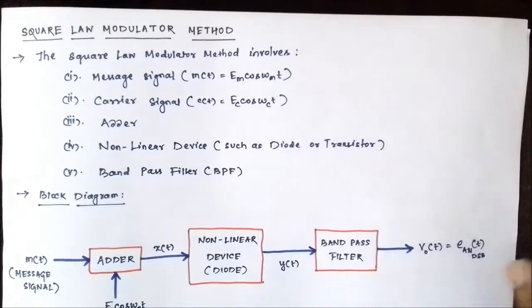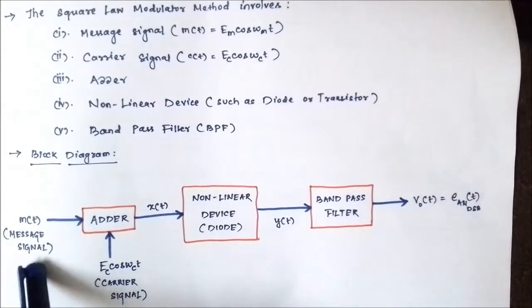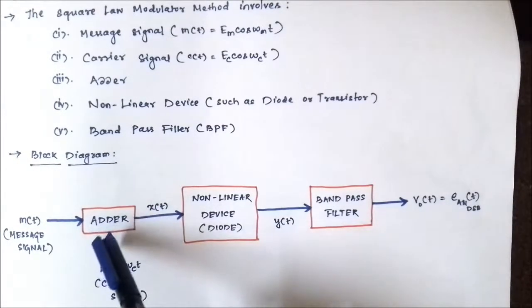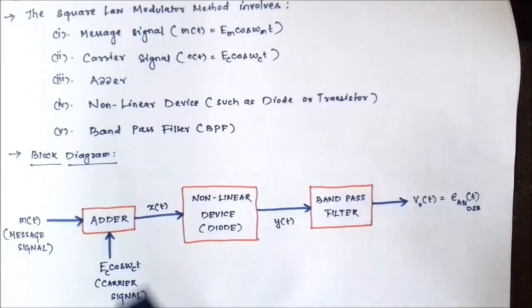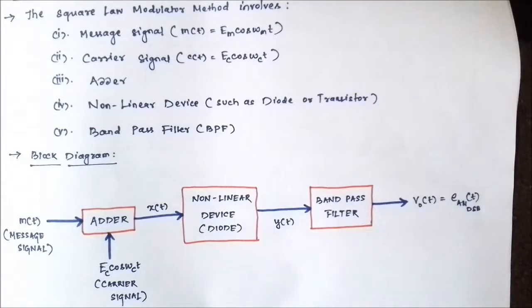First, this is the block diagram for a square law modulator. First, we need the message signal, which contains the data and information. Then we need the high frequency carrier signal. Both of them are fed to the adder block. The output of the adder is fed to a non-linear device, which can be a diode or a transistor. In this case, we have used a diode. The output of the non-linear device is fed to a band pass filter to suppress the unnecessary frequency components so that only the carrier signal and the lower and upper sidebands are transmitted.